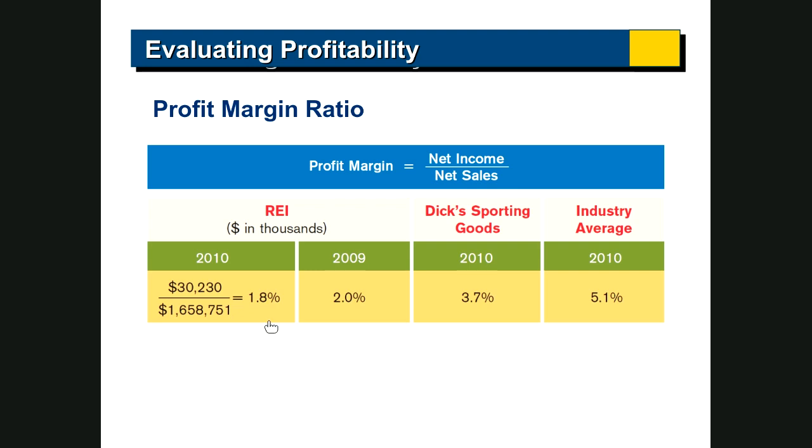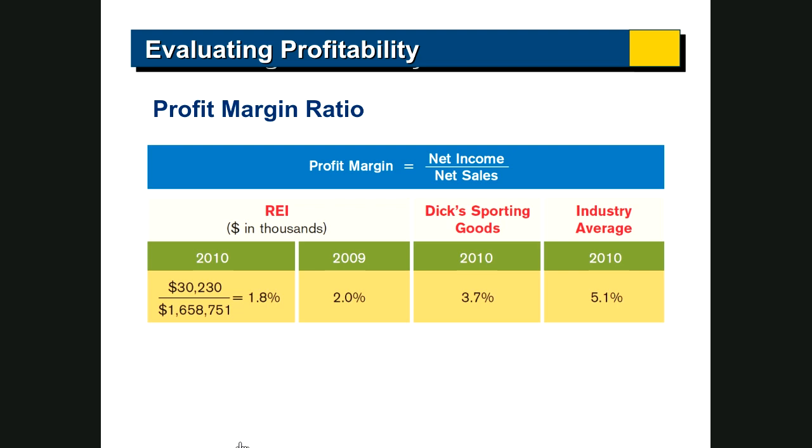Lower percentage is better. I had a 2% profit versus 1.8% profit, which is better? 2 is better, right? Remember, if I have higher net income, that is better, which will make my number higher, right? Just think about it this way.